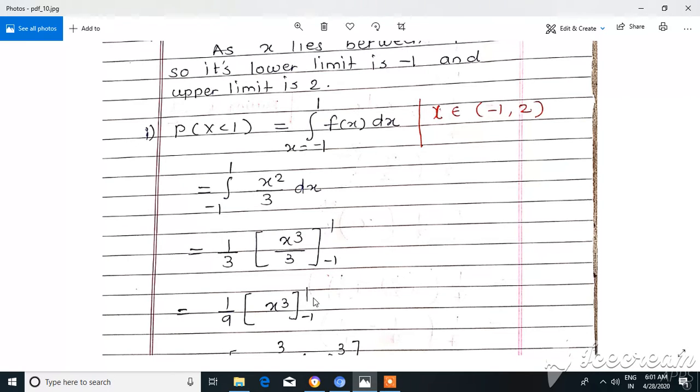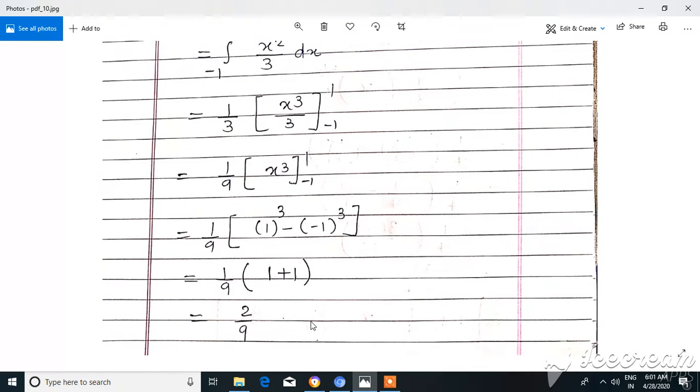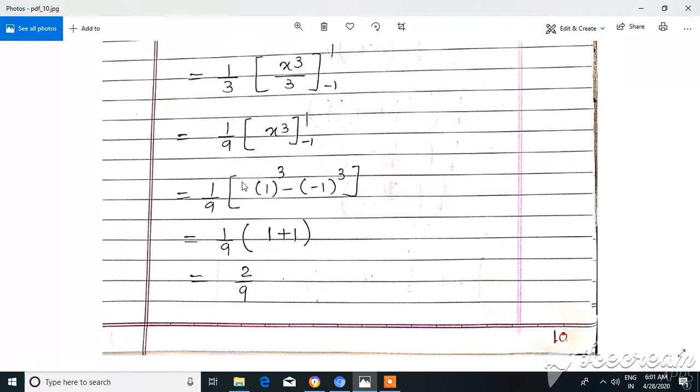X cube, upper limit 1 gives 1 and lower limit is -1. So this will be 1 by 9 into 1 cube minus (-1) cube. So 1 minus, -1 cube is -1, minus becomes plus. So your final answer is 2 by 9. So probability of x less than 1 is 2 by 9.